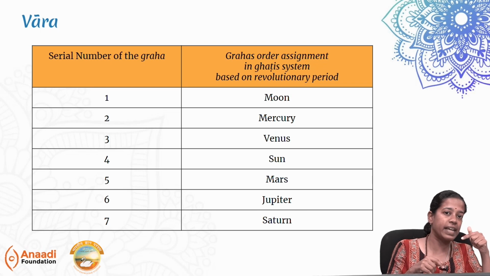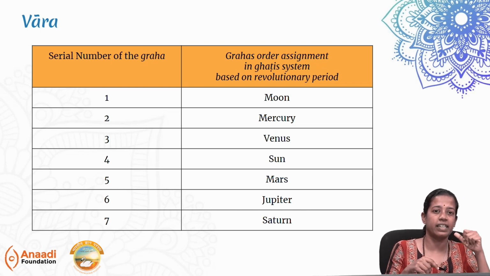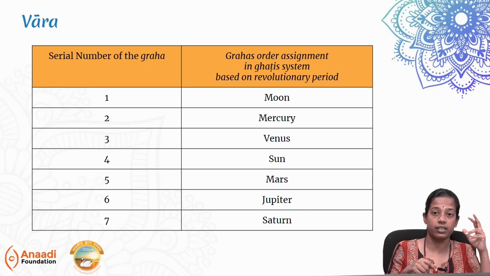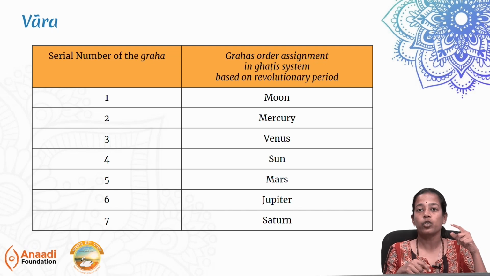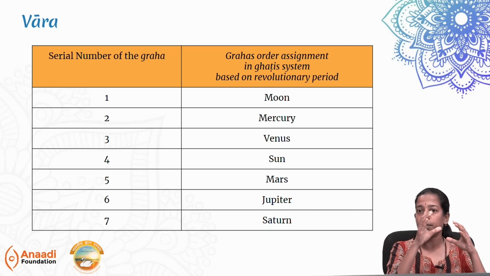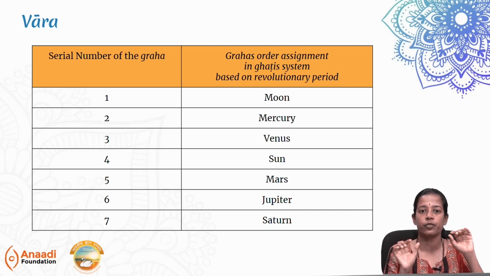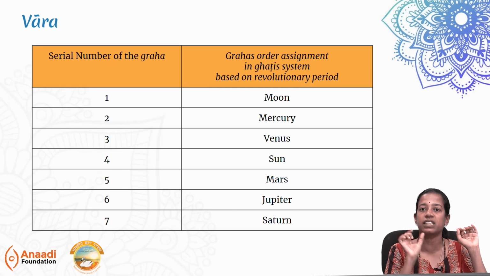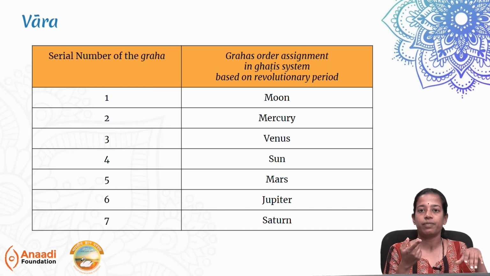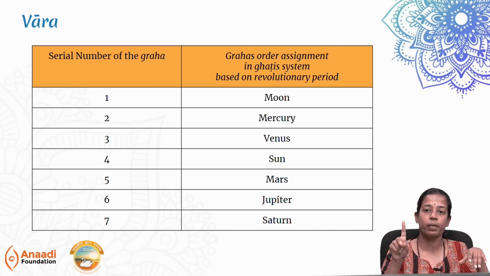So, we keep traversing like this. 7 Gati assignments we are doing. 7 8s are 56. We would be able to finish 56 Gati assignments. So, the 56th 24 minute slot will be assigned to Saturn on a Monday. Then comes 57. 57 will be assigned to moon. 58 will be assigned to Mercury. 59 will be assigned to Venus. 60 will be assigned to Sun.